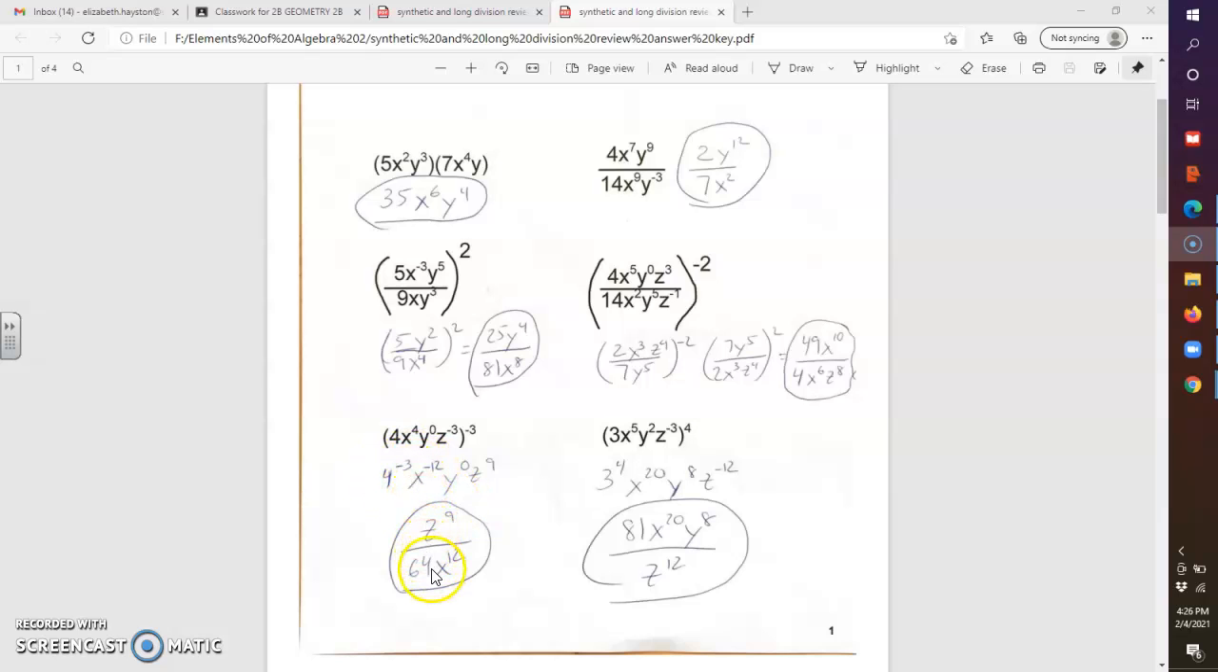The 2 on the negative go to the denominator. 4 cubed is 64, x to the negative 12th goes to the denominator. So it ends up being z to the 9th over 64, x to the 12th. Once again, we move the 2 negatives to the denominator.